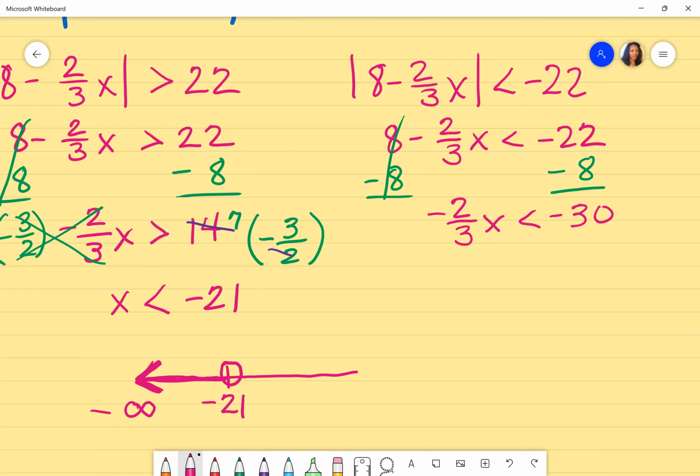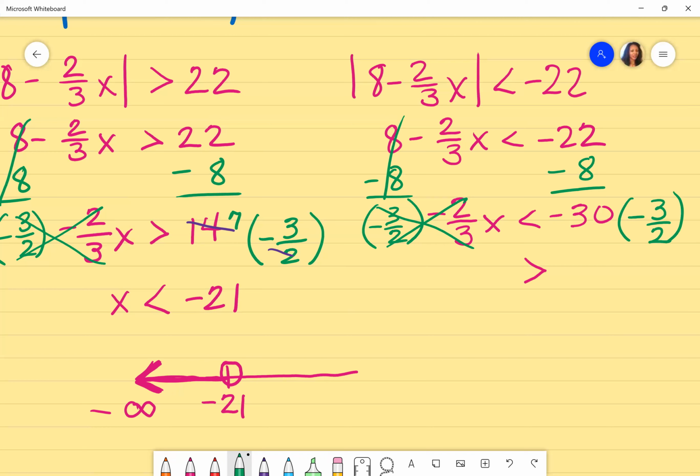I want to use the same process. I have a negative sign that I'm about to divide by, so I want to flip the sign. Instead of less than, it's going to be greater than. I also want to multiply both sides by the negative reciprocal, so negative 3 over 2. That's going to get rid of the negative 2 and the positive 3s, if that's how you look at it. What you do to one side, you do to the other. Negative 3 divided by 2.